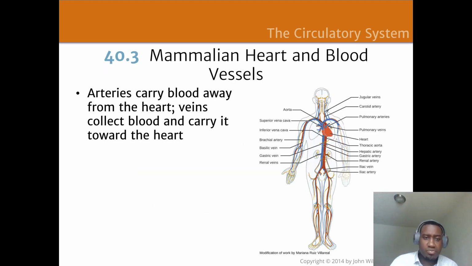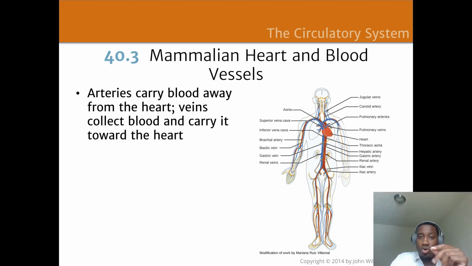All right, so arteries. Arteries carry blood away from the heart. Veins carry blood toward the heart. And this is not 100% true all the time because in the pulmonary circuit it's flipped, but we're not going to mention that for right now. Normally, especially in the systemic circuit, arteries carry blood away from the heart. Veins carry blood to the heart.